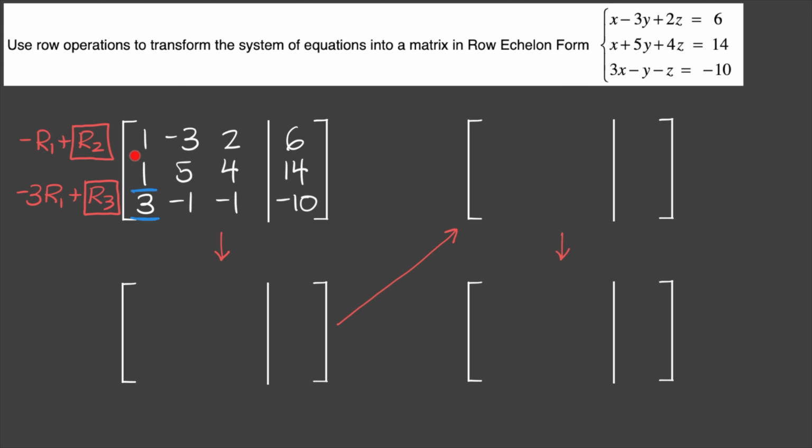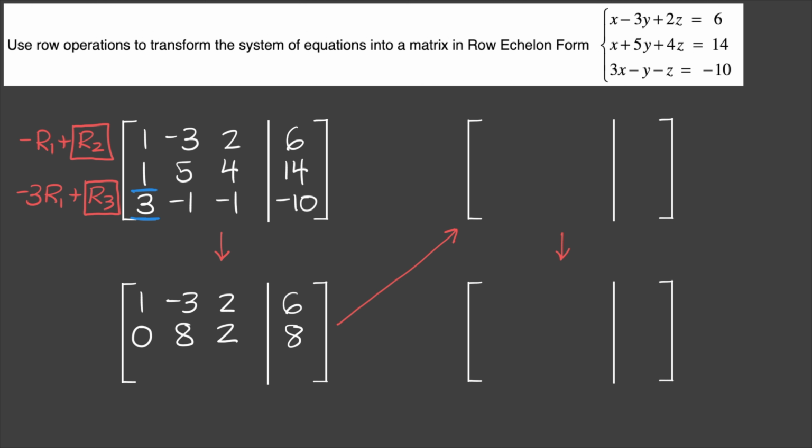Row 1 is going to stay the same, so we're just going to rewrite row 1 here. Now, let's rewrite row 2. We're going to multiply row 1 by -1. So -1 times 1 is -1, plus 1 gives us a 0. And that was the whole point. We want a 0 right there. Then we go through all these numbers and do the same thing. -1 times -3 gives us +3 plus 5, which is 8. Negative times 2 is -2 plus 4, which gives us 2. And lastly, -6 plus 14, which gives us 8.